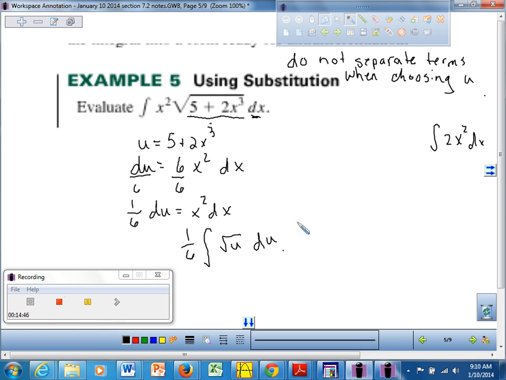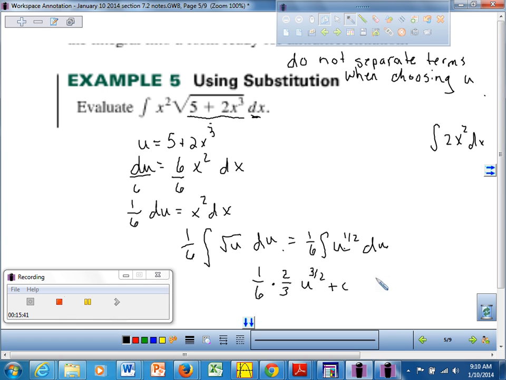All right. Well, let's go ahead and integrate. We've got 1/6. Let's remember that's the integral of u to the 1/2 du, not x. So I'll end up with 1/6 times what? u to the what? 3/2 times 2/3, over 3/2 or times 2/3, plus C.